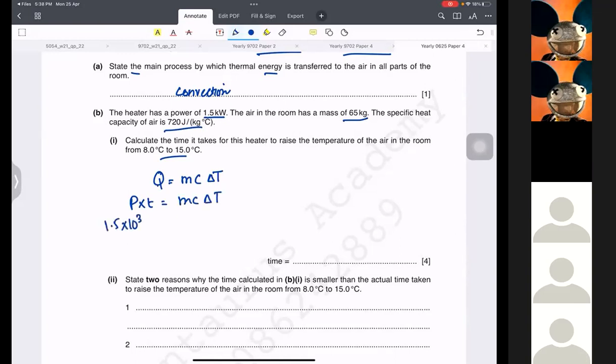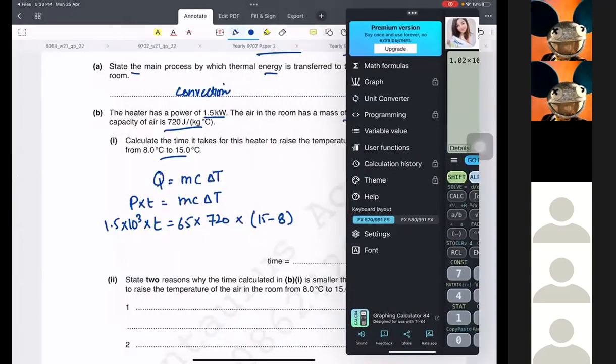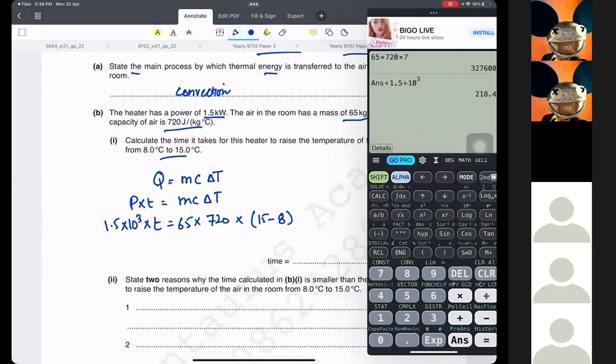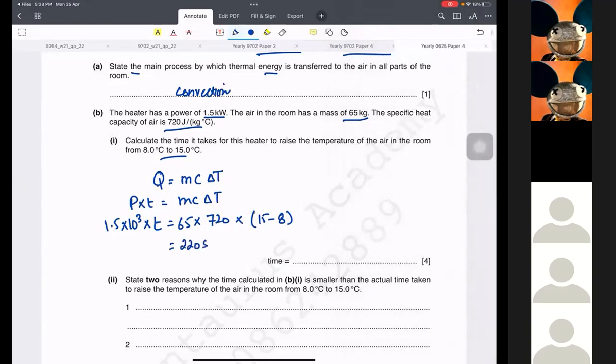The power is 1.5 times 10 raised to 3. Time is T. Mass is 65, specific heat is 720. Change in temperature is 15 minus 8. So what do you do? Solve it. 65 times 720 times 15 minus 8, which is 7, I think, divided by power. So it's 218, almost 220 seconds it would take.